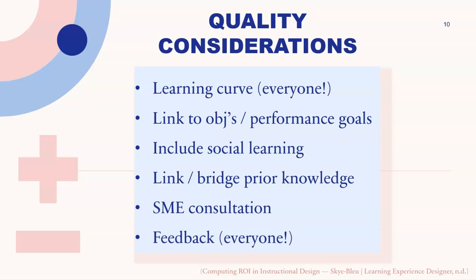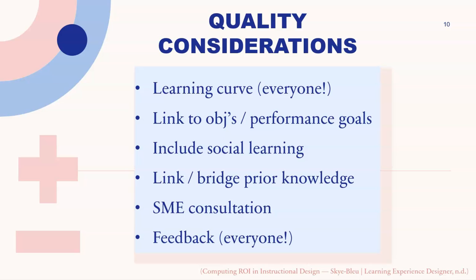For quality, let's talk about learning curve. That includes the students and the faculty, and sometimes even the designer. You could have a really cool new technology tool that you want to use in class, and if you only use it once or twice and it's really hard to understand, it's not very intuitive, that's not going to be a good return on your investment. Does it link to your goals and your objectives? Does it include social learning and other skills? Are you pulling in that prior knowledge from maybe a previous lesson a couple of weeks prior or a previous course?